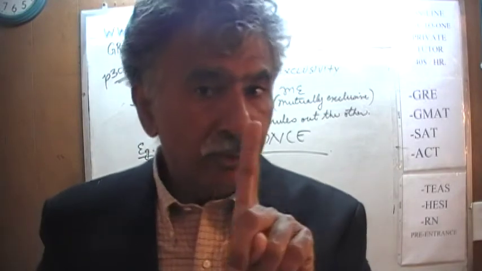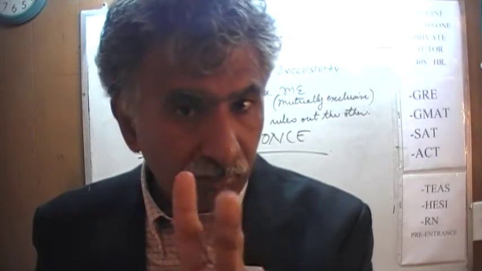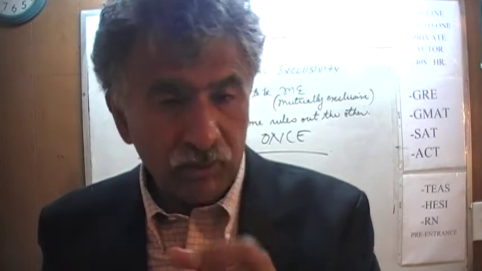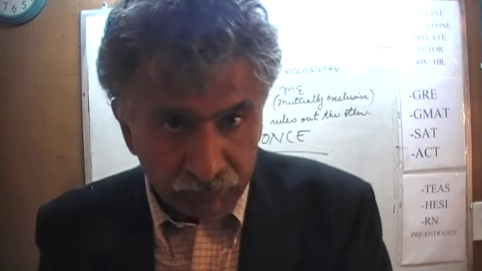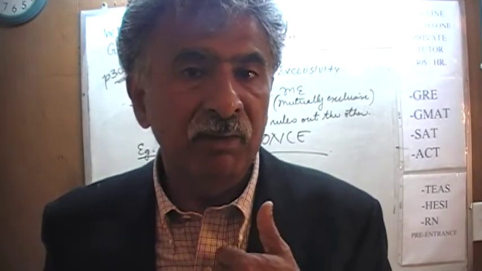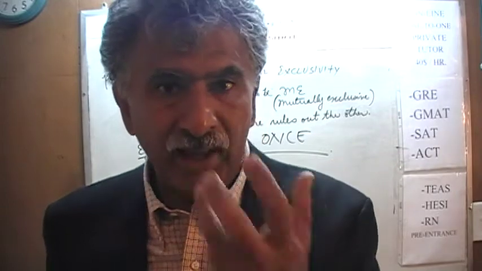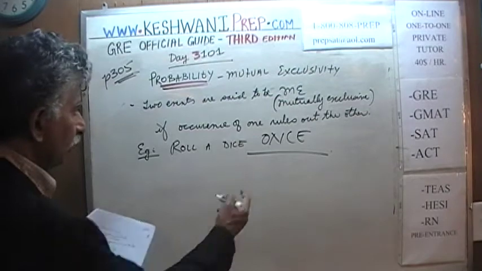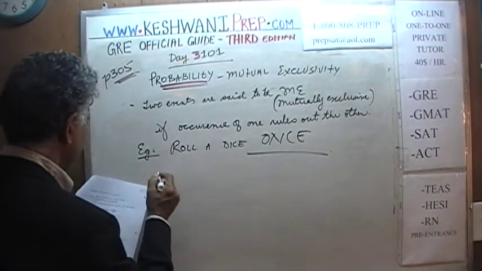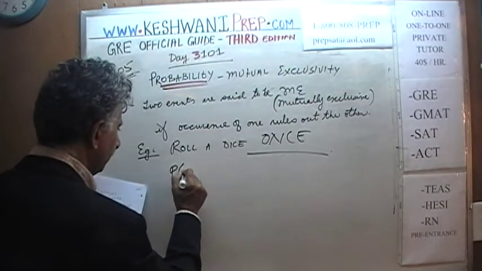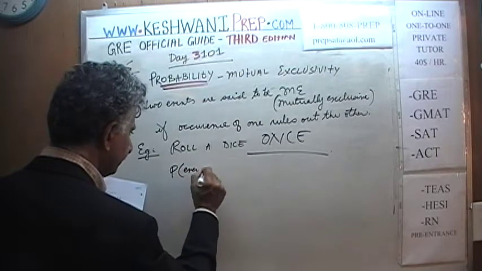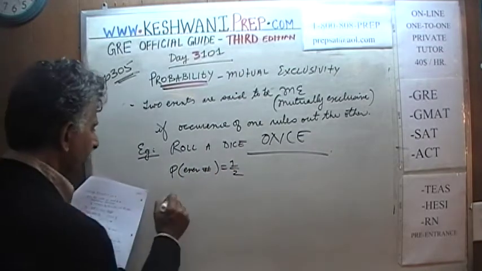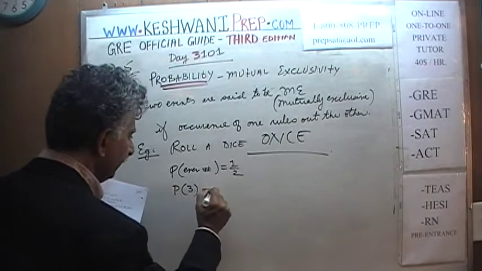Do you understand? So here we are rolling dice only once, but we're talking about two events. Two events happening at the same time, because we're rolling dice only once. We're going to roll the dice once, but we're asking what are the odds that this and this will happen at the same time. For example, we're going to roll the dice once, and we already know that the probability of an even number is half. We also know that the probability of rolling a 3 is 1/6.